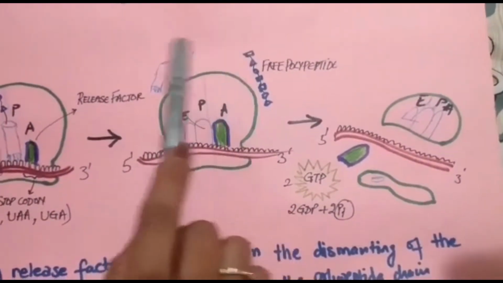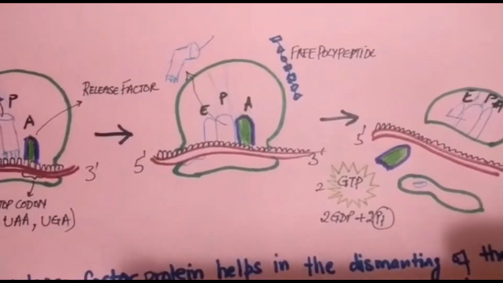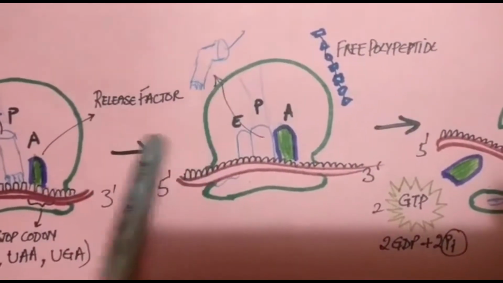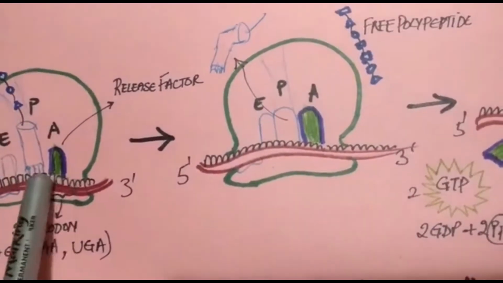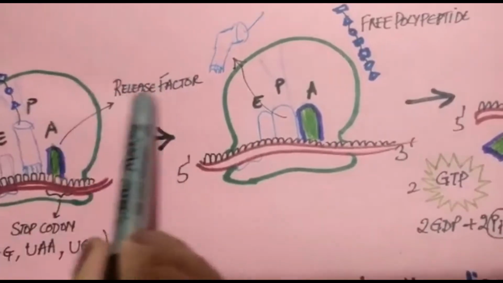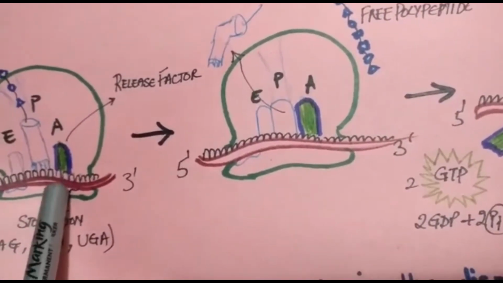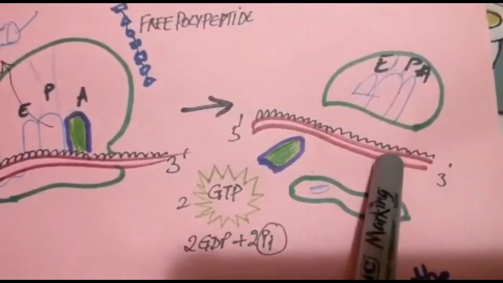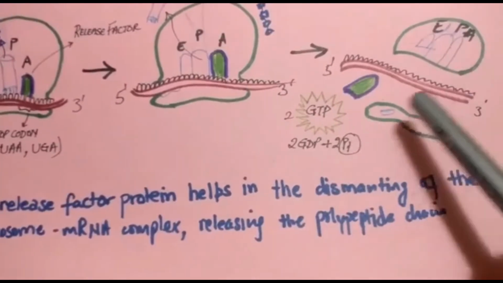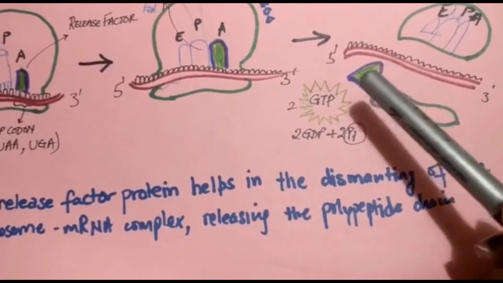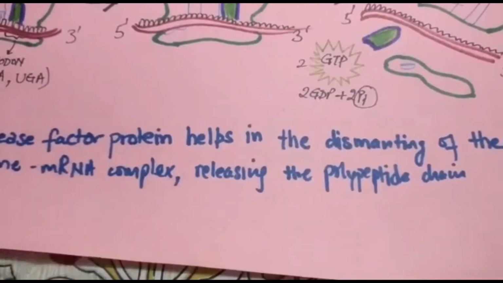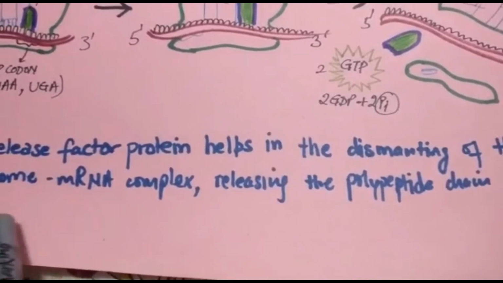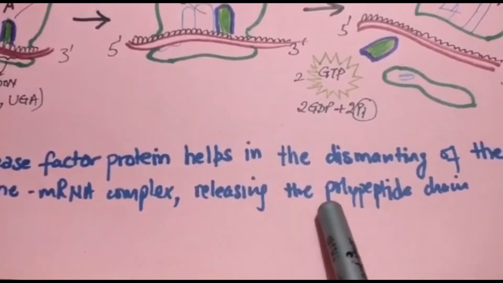In termination, a stop codon, which is either UAG, UAA, or UGA, is recognized by the release factor in the A site. When a stop codon is encountered, a release factor binds to the A site. The polypeptide chain is released, and the ribosome in the very last step will disassemble. As the ribosome disassembles, a newly made protein will be released. In short, termination is basically a release factor protein that helps in dismantling the ribosome mRNA complex and releasing the polypeptide chain.